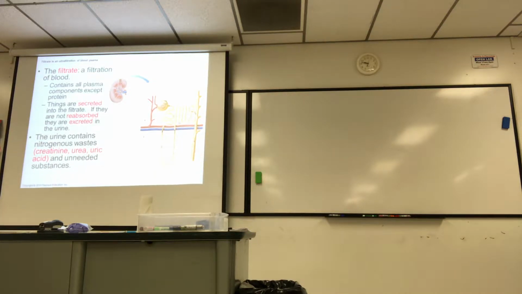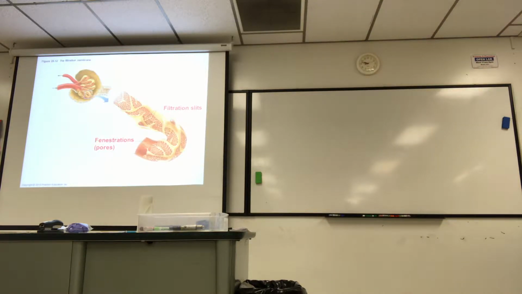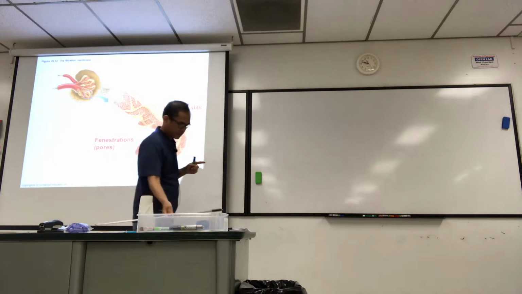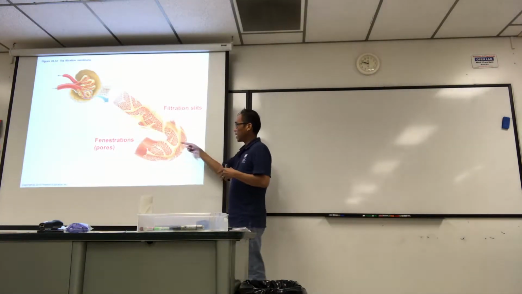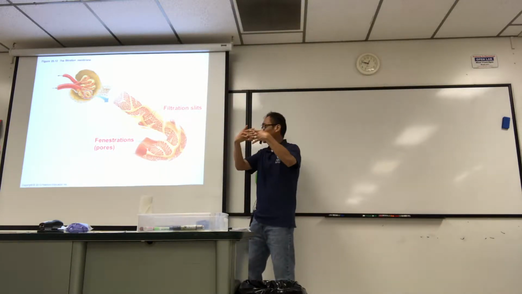other unneeded substances. And so let's talk about how things are first filtered through the filtration membrane. Let's take a closer look at what we looked at before the break. If you zoom in on the podocyte, you can see two things here. The glomerular capillaries have fenestrations. You can see how the podocytes' foot processes interdigitate and form those slits.